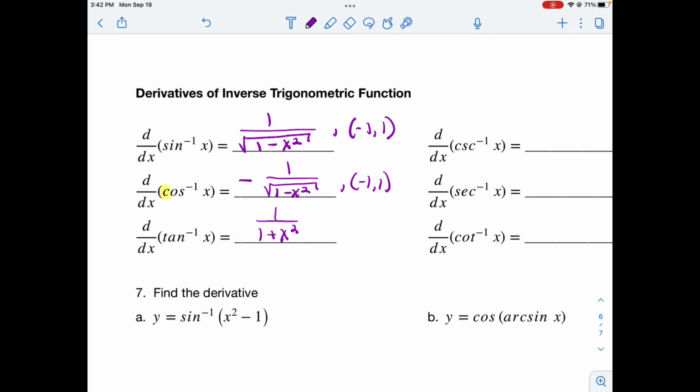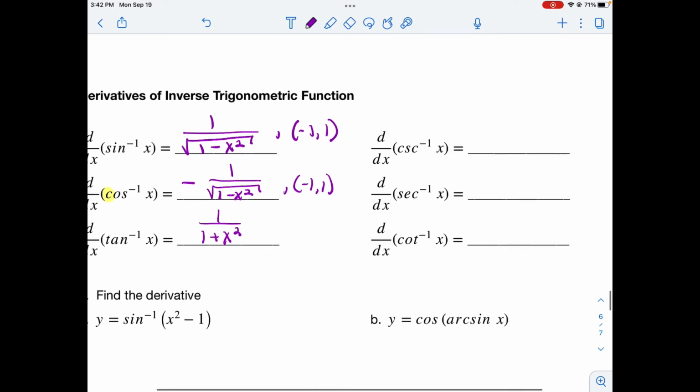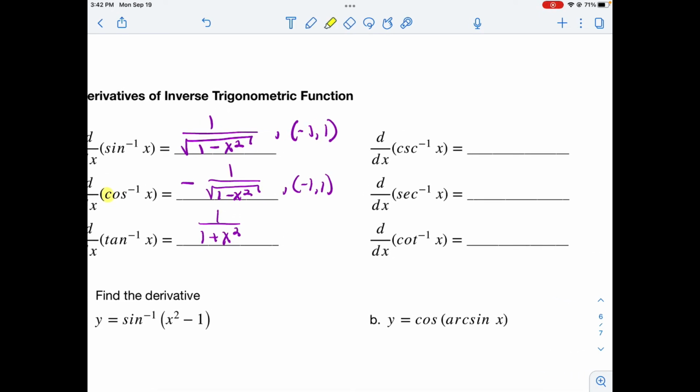The tangent formula is 1 over 1 plus x squared. And so cotangent is the exact same thing except with a negative in front. So it's going to be negative 1 over 1 plus x squared.